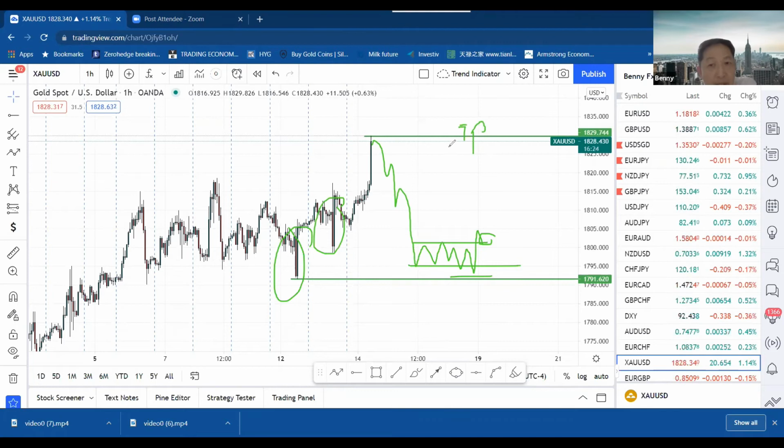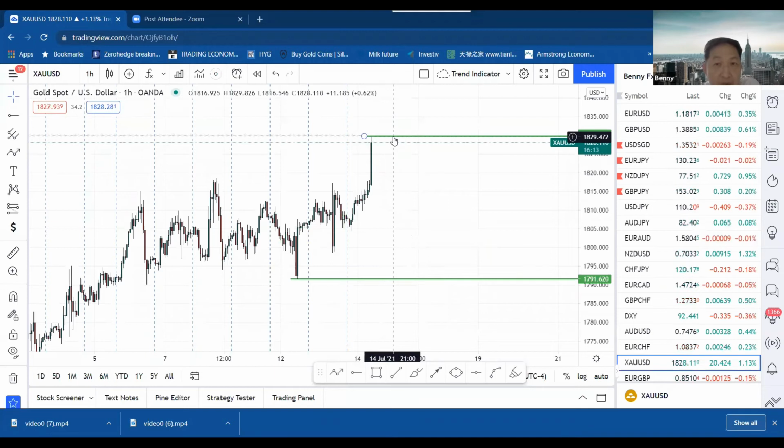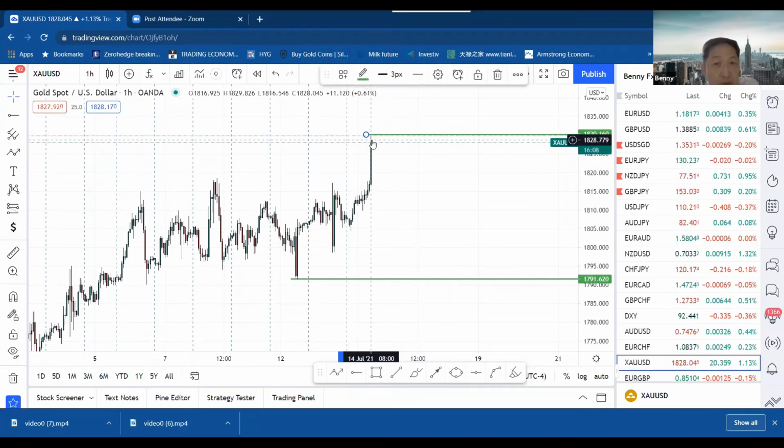We don't know, right? So this is your intraday trade for gold. But if the price continues to move higher, what are you going to do? Let's say the price goes higher, you just extend your range, because I just use this range because this is what the price right now shows.